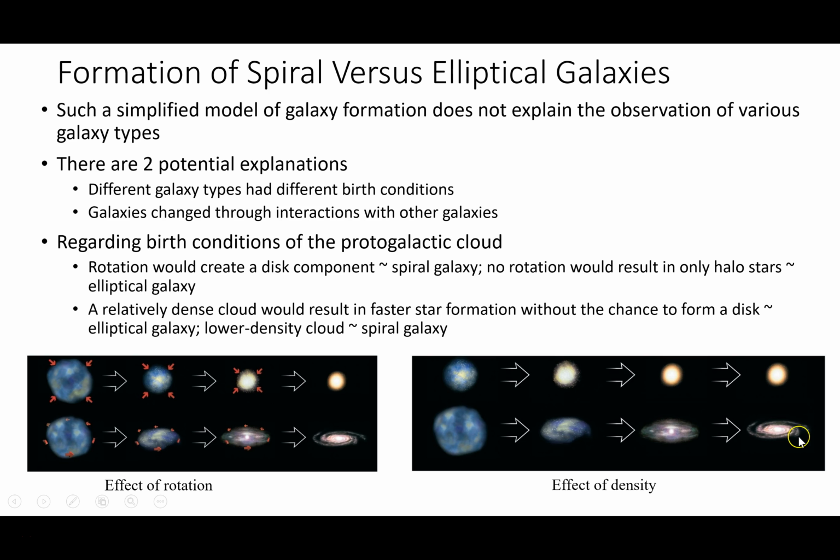Elliptical galaxies, spiral galaxies. What this first one is showing you is that with rotation, you get spiral galaxies. Kind of makes sense, right? And the other thing with spiral galaxies is you need to have a protogalactic cloud that isn't too awfully dense. So with rotation, you get spiral galaxies, and with a low density cloud, you get spiral galaxies. The opposite is true with regard to elliptical galaxies. If it's not spinning, elliptical galaxy. If it's nice and dense, elliptical galaxy.